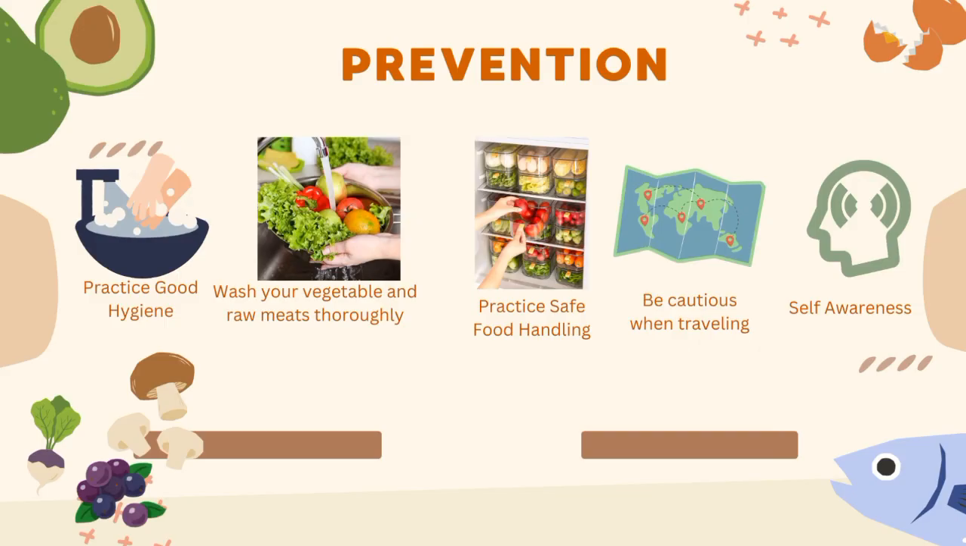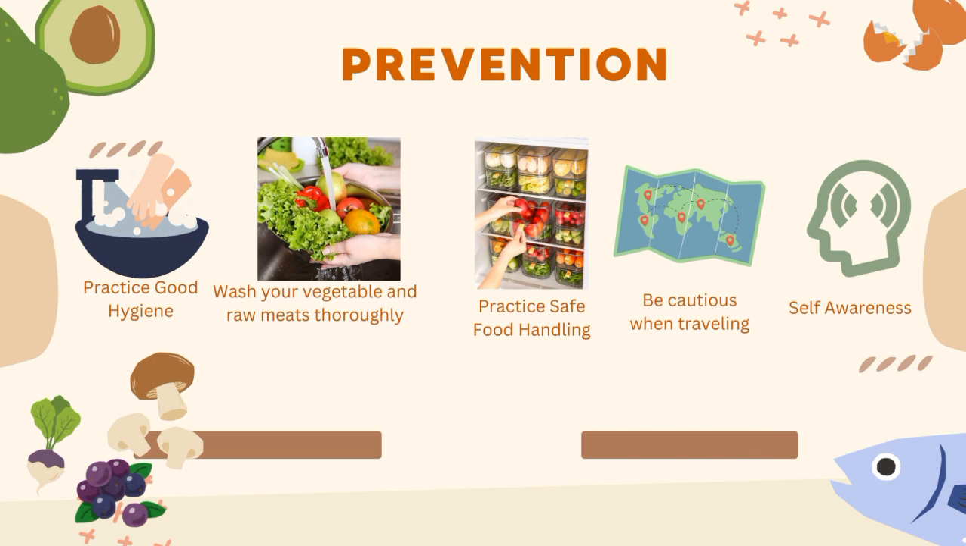So, for the prevention of cyclosporiasis, the first one is to practice good hygiene. Wash hands with soap and water frequently, especially before eating, after using the restroom, and after handling raw meats, fruits, and vegetables, because proper hygiene can help prevent the spread of parasites. Next is to wash your vegetables and raw meats thoroughly, especially those that are eaten raw, under running water before consuming them.